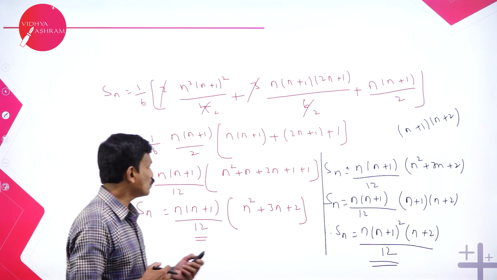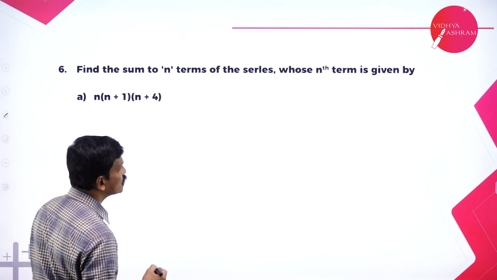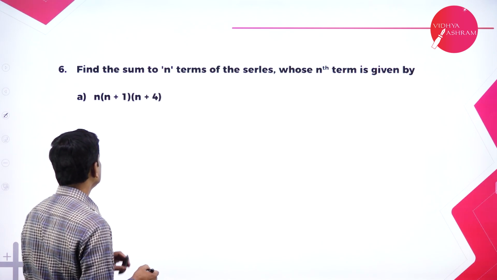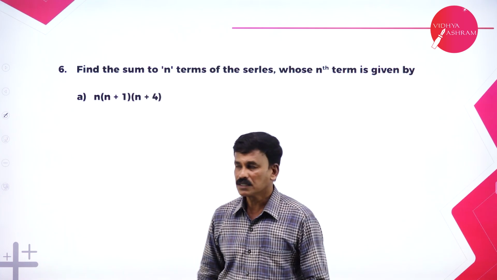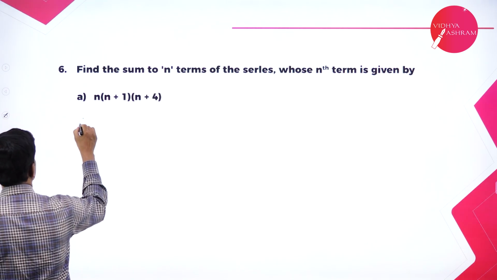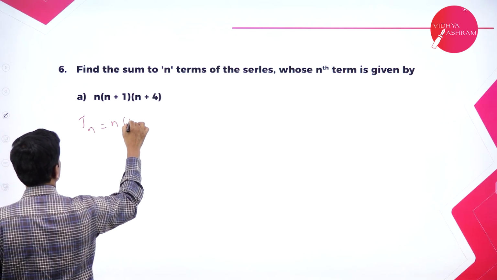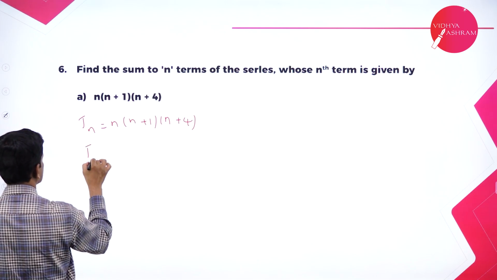Now move on to the next problem. Find the sum to n terms of the series whose nth term is given. So the nth term is given: n into n plus 1 into n plus 4. Very simple, just simplify this. What is given? Tn is equal to n into n plus 1 into n plus 4. Multiply this. That's it.